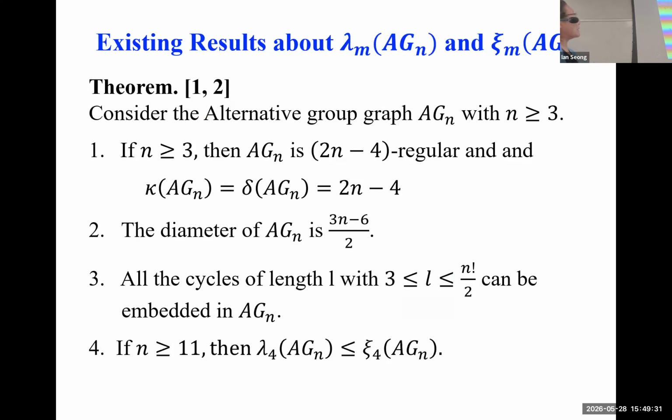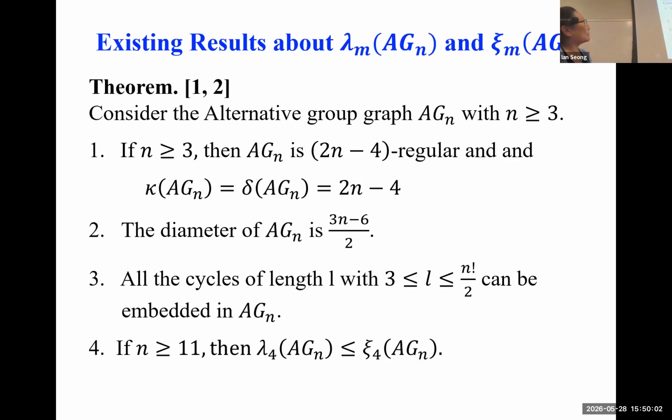Now, for existing results, there are a lot of papers on restricted vertex connectivity instead of edge connectivity. That means you take away some vertices, then each disconnected component has at least M vertices. There are not many papers on restricted edge connectivity. There are some papers, mostly about giving a bound for these numbers of M.